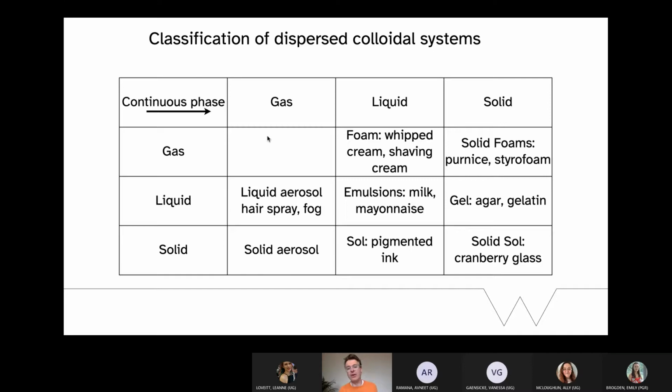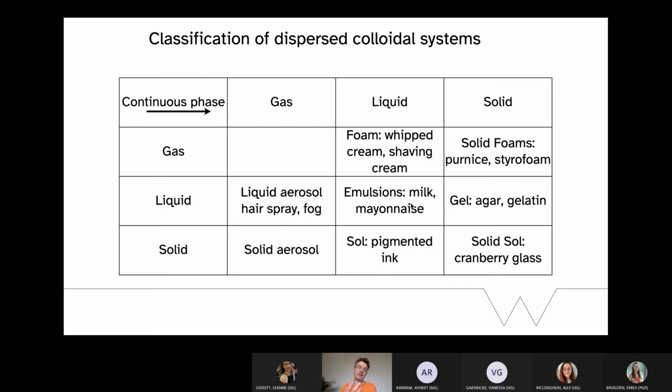Now, we know hopefully that all gases are miscible in each other, so we cannot really have a colloidal system there. But, for example, if we have a gas dispersed in a liquid, a typical example would be whipped cream or shaving cream, or a gas dispersed in a solid, a styrofoam cup would be a really good example. A liquid in a liquid, for example, could be milk or mayonnaise, or a liquid in a gas, really trendy now, well, trendy in the right way, obviously, is water droplets, a liquid aerosol that hopefully doesn't contain any COVID in this particular case.